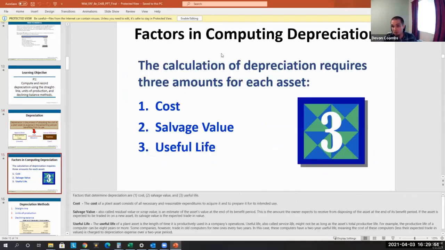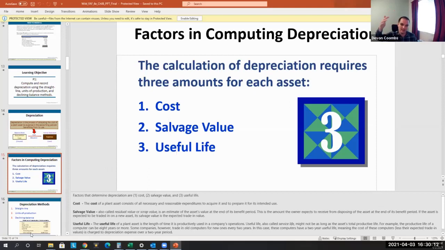So factors in computing depreciation: we need to know the cost of the asset, which is why the acquisition cost is important. The salvage value, which is the cost we expect upon disposal, and then the useful life. So how long do we determine the asset to be used for? We've gone over the cost. We'll go over the salvage value and useful life.